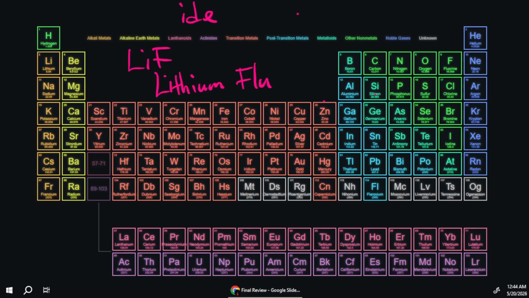Fluoride. So the ending goes from fluorine to fluoride. Same thing: sodium chloride, potassium bromide, magnesium oxide, or calcium sulfide all have an IDE ending. So for a lot of the ionic bonds, that's it. This is your name for the chemicals.